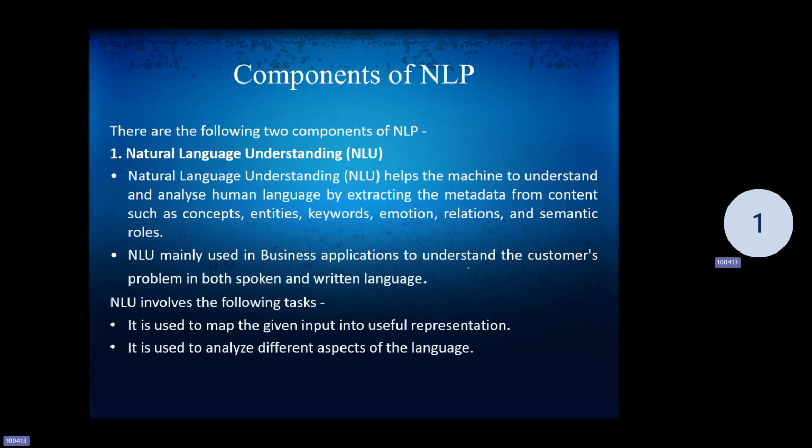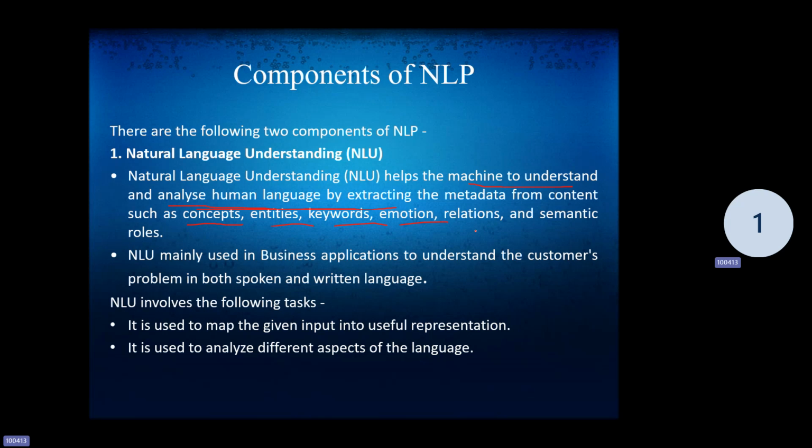So there are two components of NLP. The first one is natural language understanding. First of all, we have to understand what the query of the user is, what the input is. So natural language understanding helps the machine to understand and analyze human language by extracting metadata from the content, such as concepts, entities, keywords, emotions, relations, semantic roles, and so on.